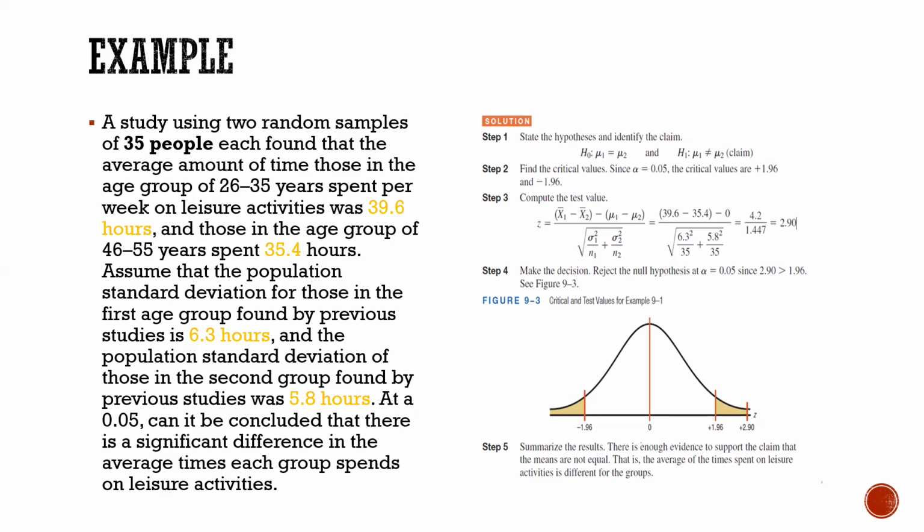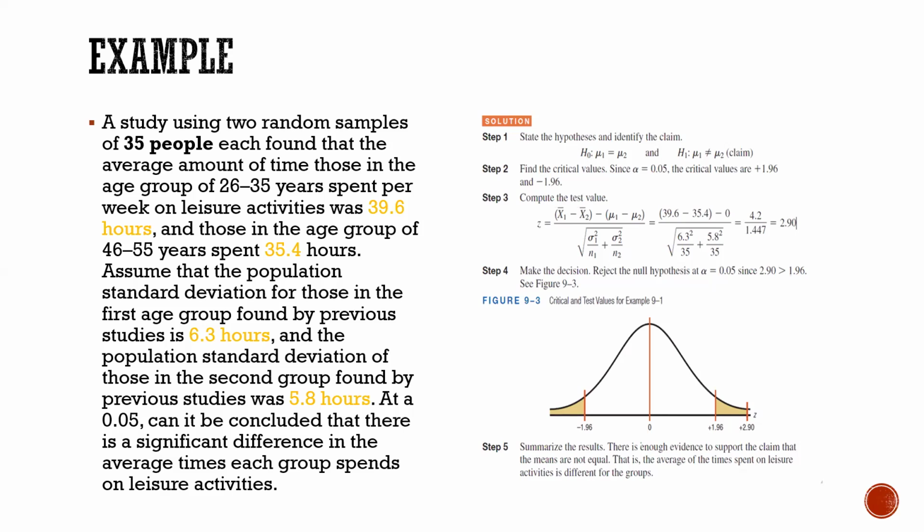So at alpha 0.05, can it be concluded that there is a significant difference in the average time each group spends on leisure activities? First of all, in the solution, we will state the hypothesis and identify the claim. The null hypothesis will be that there is no difference, and the alternative hypothesis will be that there is some difference. So we will find the critical value. We all know that at alpha of 0.05, the critical values for z are plus or minus 1.96. Now we will put the values in the formula. So we have x1 is 39.6 minus x2 is 35.4.